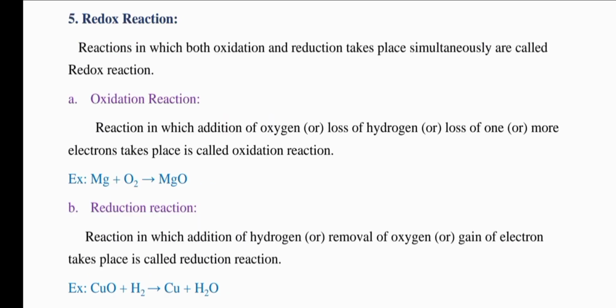Fifth type of chemical reaction is redox reaction. A reaction in which both oxidation and reduction take place simultaneously is called a redox reaction. First, we need to know the meaning of oxidation and reduction. First, oxidation reaction. A reaction in which addition of oxygen or loss of hydrogen or loss of electron takes place is called an oxidation reaction.